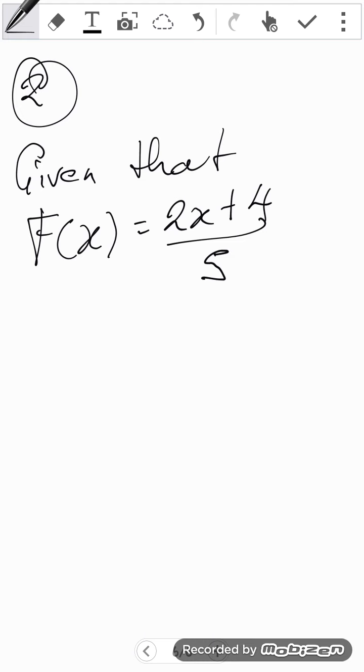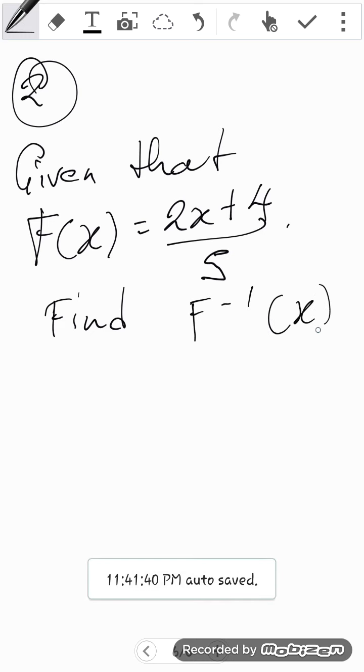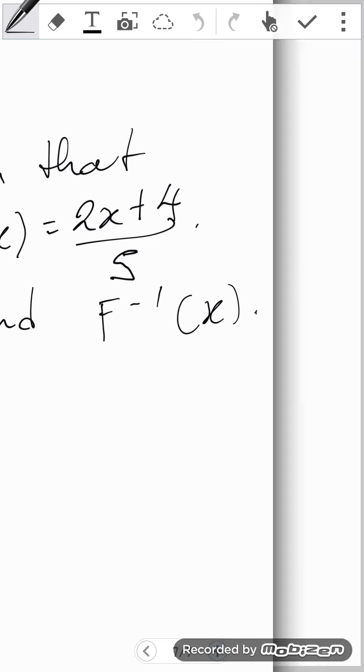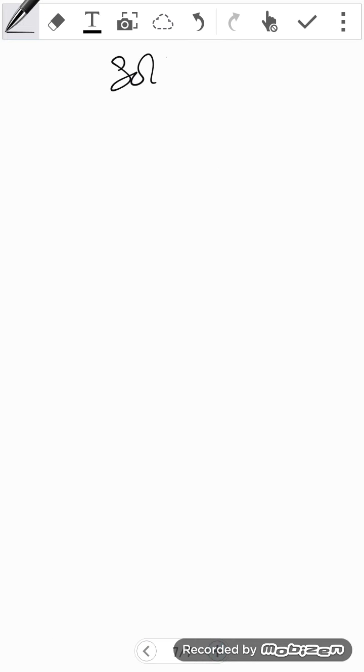Alright, so now it's given that f of x is equal to 2x plus 4 over 5. Then let's say you've been asked to find f inverse of x. Alright, so to find f inverse of x, we simply have to do the same thing that we did for the previous one. So it's a solution.